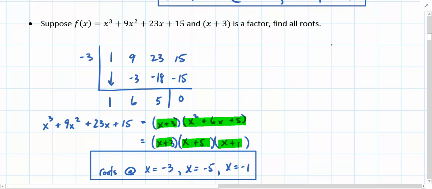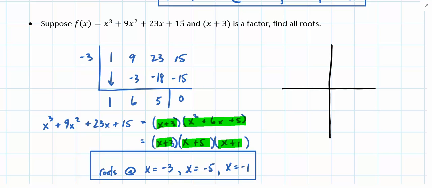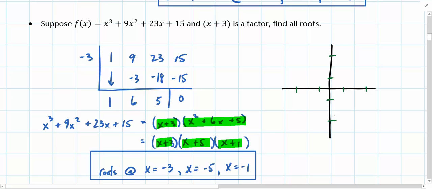When we combine the knowledge of our roots with our knowledge of graph behavior that we reviewed yesterday, this gives us a pretty good idea of what the graph should look like without going to a graphing calculator. Notice we did all of this work today without the use of a calculator, and we can continue to sketch a graph of this equation without the calculator as well.